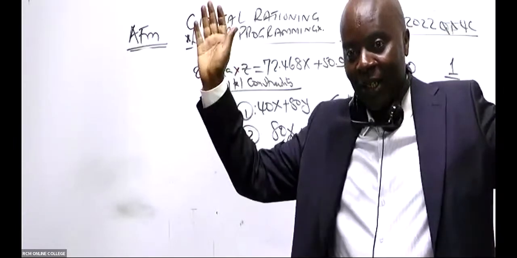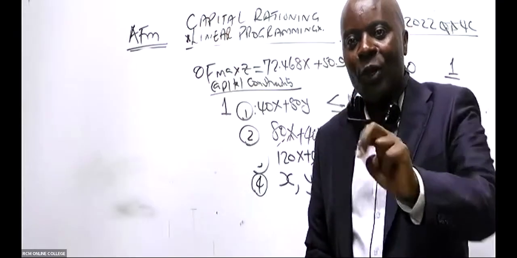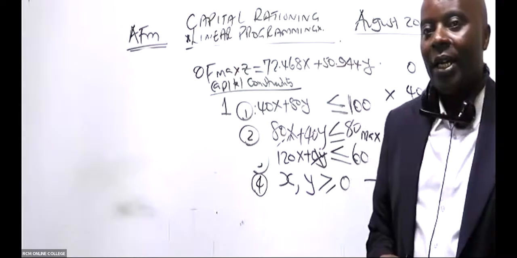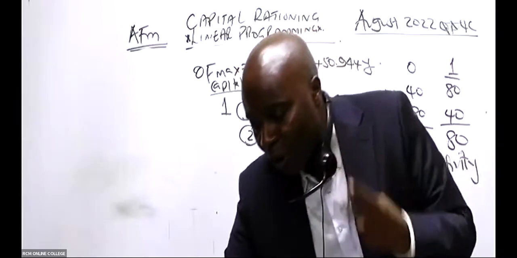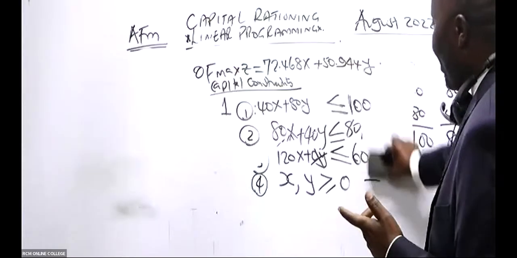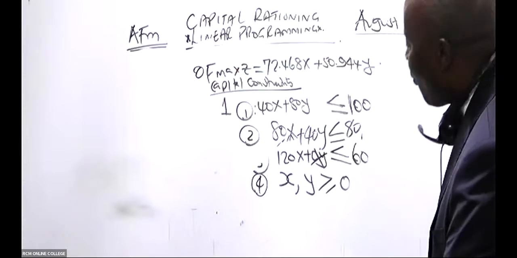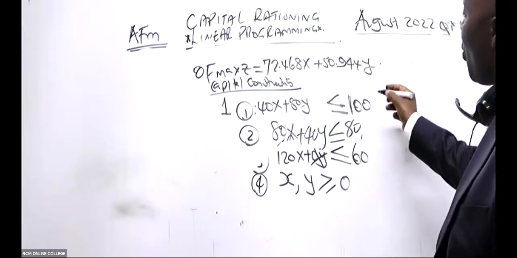How many points do we need? Two. Whenever you want to draw any straight line, you need two points. So, ladies and gentlemen, we shall go to each constraint one at a time, looking for the two points. Let's go to our constraints. We look for these two points one at a time. And how do we get them?